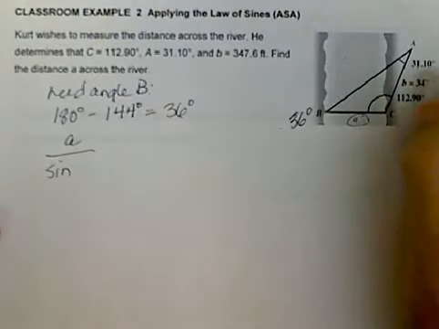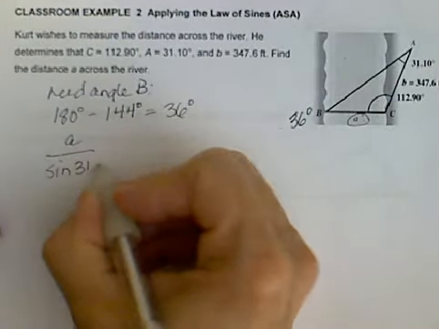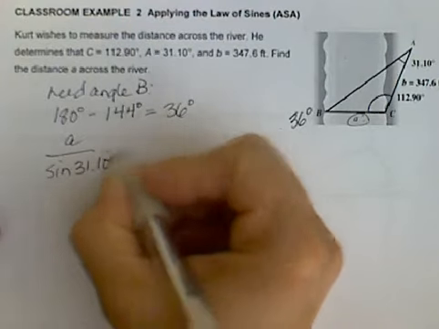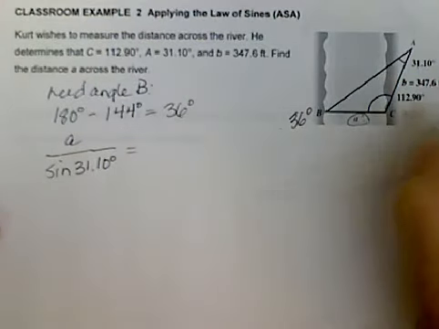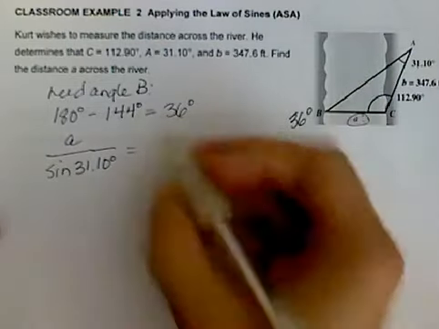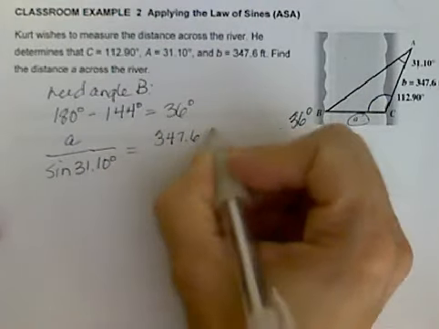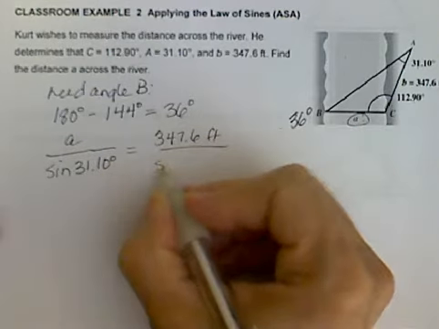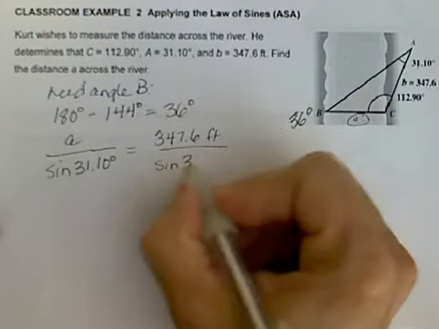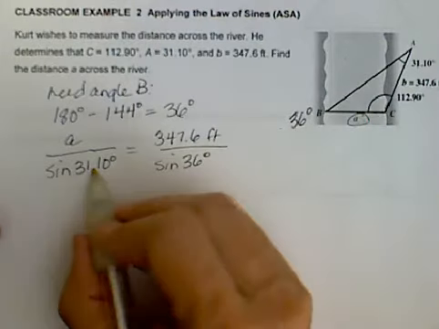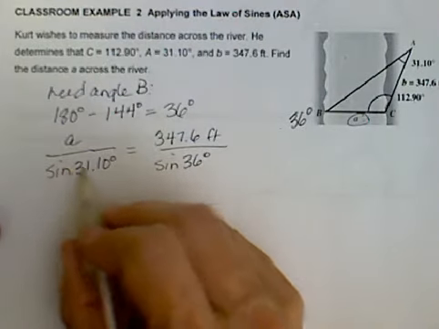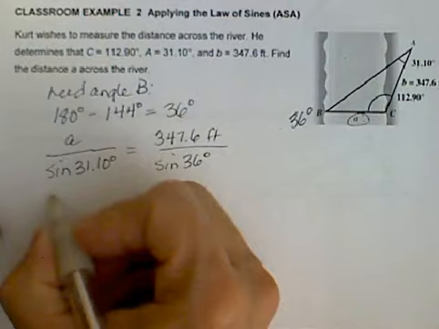We would have A over the sine of A, which is 31.10 degrees. And then we're going to use B and angle B. B is 347.6 feet, and our angle B is 36 degrees. If we want to solve this for A, we're going to multiply both sides by the sine of 31.10 degrees.